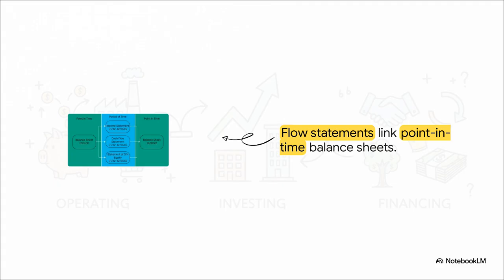But as we all know, business isn't static. The flow statements right there in the middle, your income statement, cash flow statement, and statement of equity, bridge that gap, and this brilliantly illustrates exactly how we got from the beginning balance sheet to the ending one. The cash flow statement specifically zeroes in on one absolutely crucial asset from that balance sheet, and that's cash.